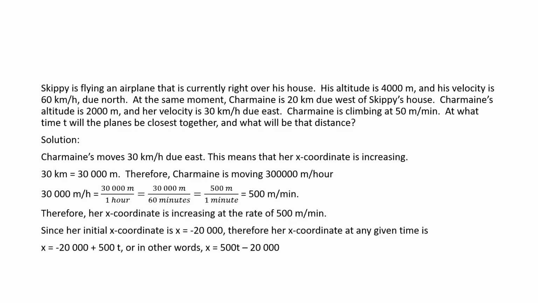She's moving 30 kilometers per hour due east. That means her x-coordinate is increasing. Well, 30 kilometers is the same as 30,000 meters, so she's moving 30,000 meters per hour. Well, 30,000 meters per hour is the same as 500 meters per minute. So her x-coordinate is actually increasing at the rate of 500 meters per minute. Since her initial x-coordinate is negative 20,000, therefore her x-coordinate at any given time t will be negative 20,000 plus 500t. We'll just convert that to 500t minus 20,000.